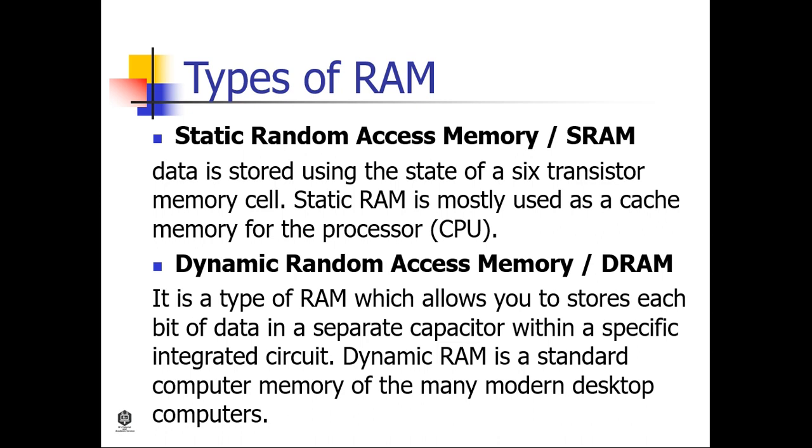It is a type of RAM which allows you to store each bit of data in a separate capacitor within a specific integrated circuit. Dynamic RAM is a standard computer memory of many modern desktop computers. DRAM is widely used as computers' main memory. Each DRAM memory cell is made up of a transistor and a capacitor within an integrated circuit, and a data bit is stored in the capacitor.